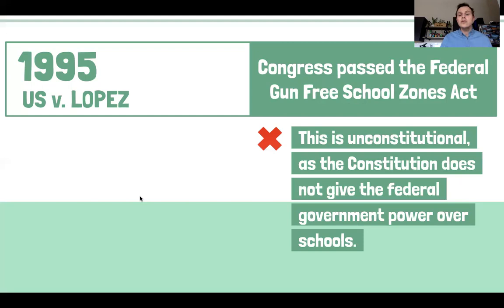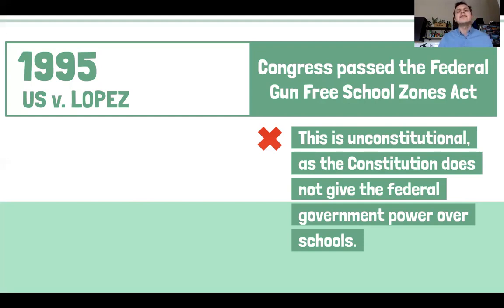They said the Constitution does not give the federal government power over schools. Schools are not mentioned in the Constitution. Therefore, they are not to be regulating what goes on school grounds. You see, what the Gun-Free School Zones Act did might have had the best intentions, but it was the federal government overstepping into a realm that belonged to the states.